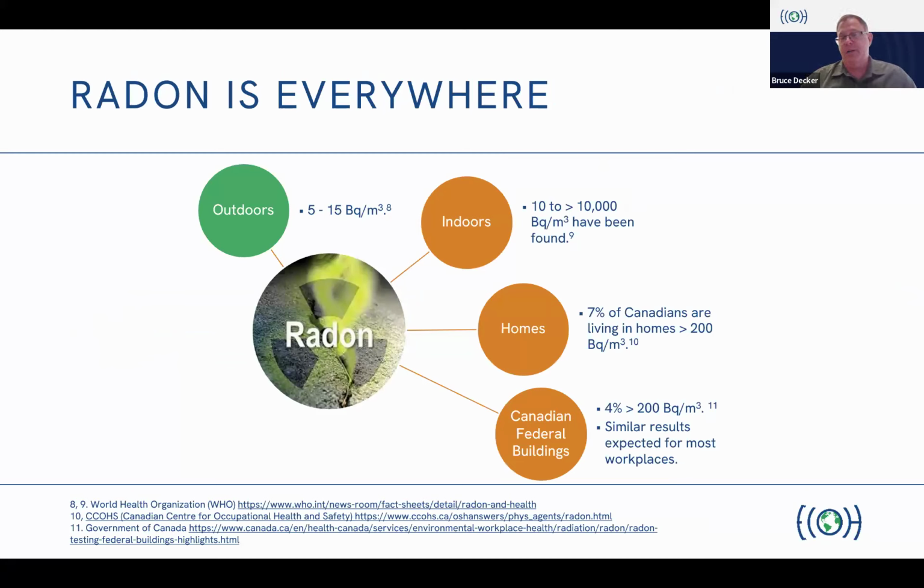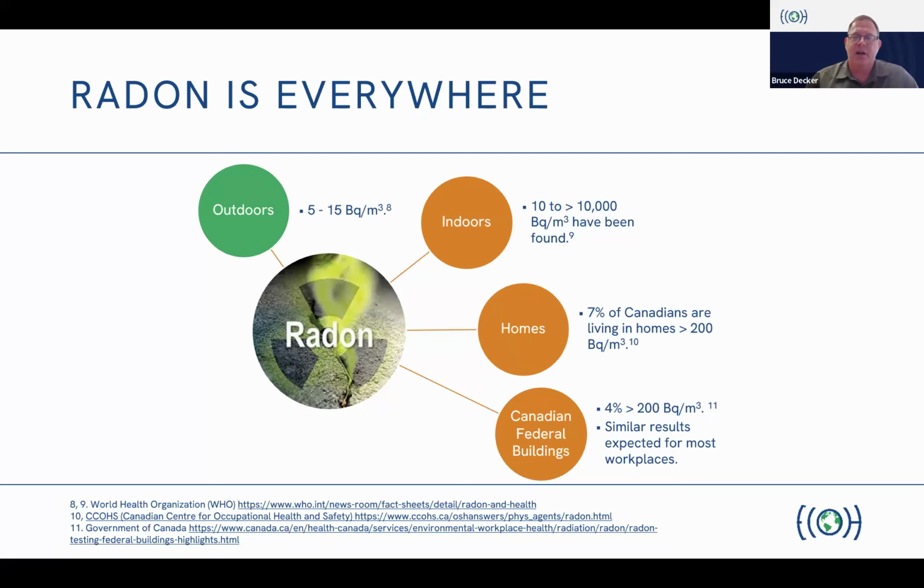As I mentioned earlier, radon's everywhere, right? It's naturally occurring, so it's going to be everywhere. And there's going to be an outdoor concentration because it's in the ground, turns into a gas, and it's going to find its way out through the grass, through the fields. And outdoors, typically you get anywhere from about 5 to 15. And indoors, we've seen levels about 10, but we've also seen levels greater than 10,000 becquerels. So significant spread in what's found indoors.